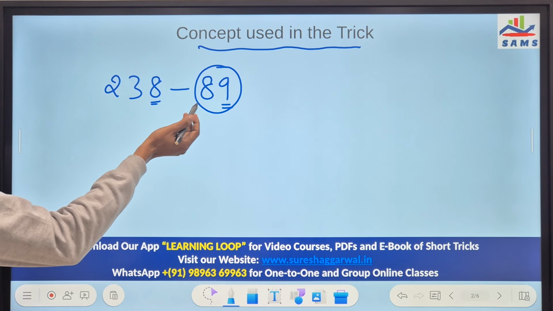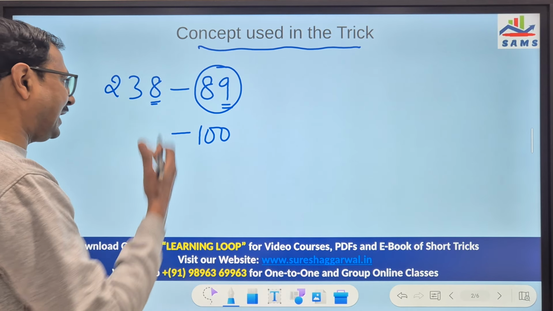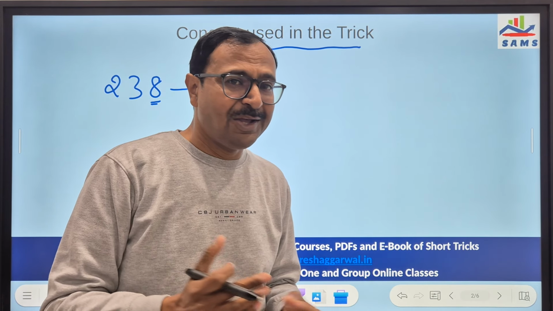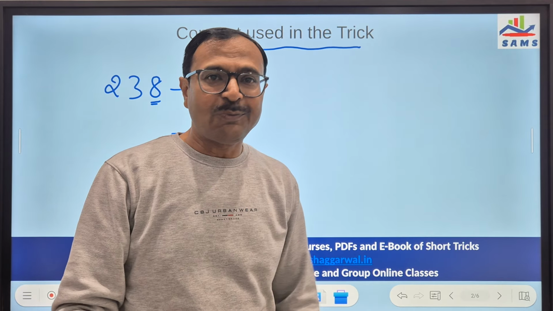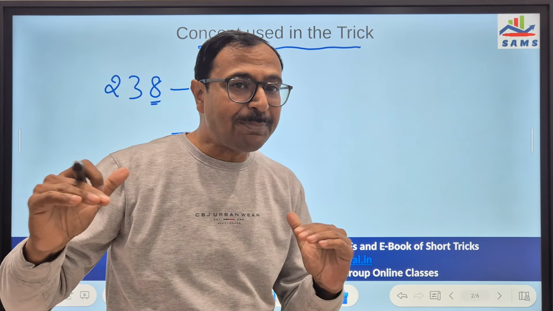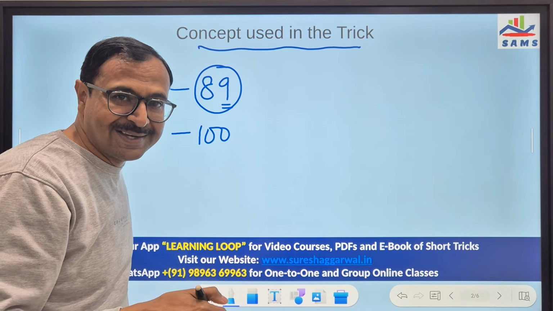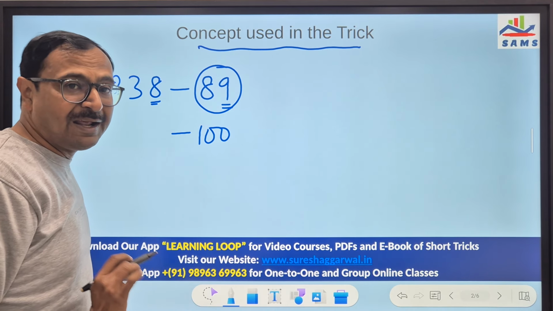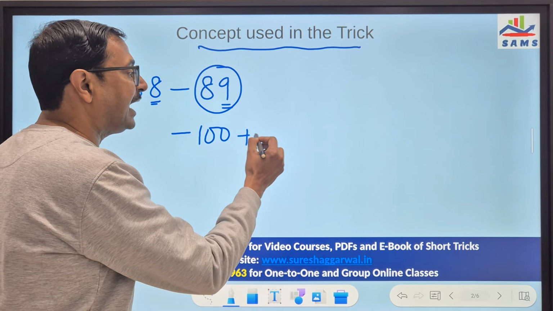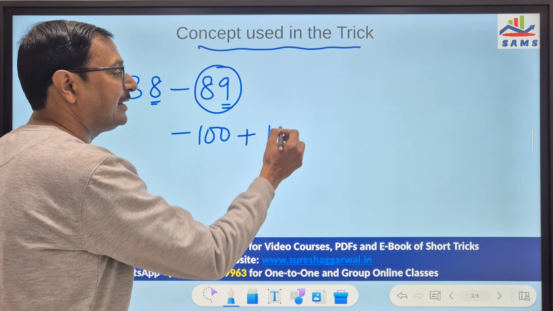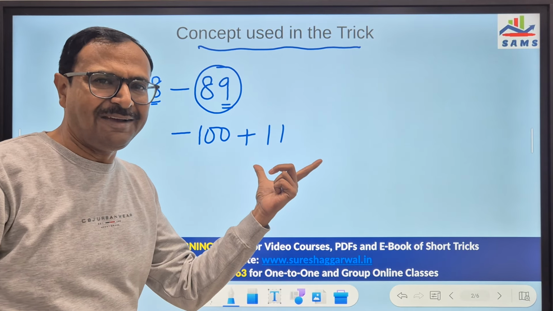So what I primarily do is I subtract 100. Instead of subtracting 89, I subtract 100. But I should know that I cannot do that. My answer will obviously be different. So what do I have to do as a neutralization step? That step is I subtracted 11 excess. I had to subtract only 89, but I am now subtracting 100. So I have to add back that extra thing which I subtracted, and that extra thing is the deficit of 89 from 100. 11, right?